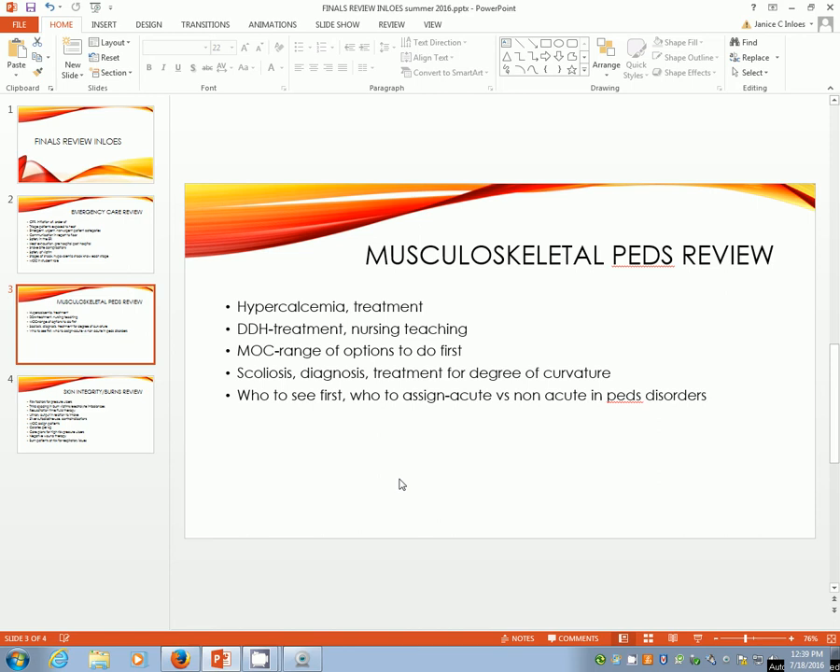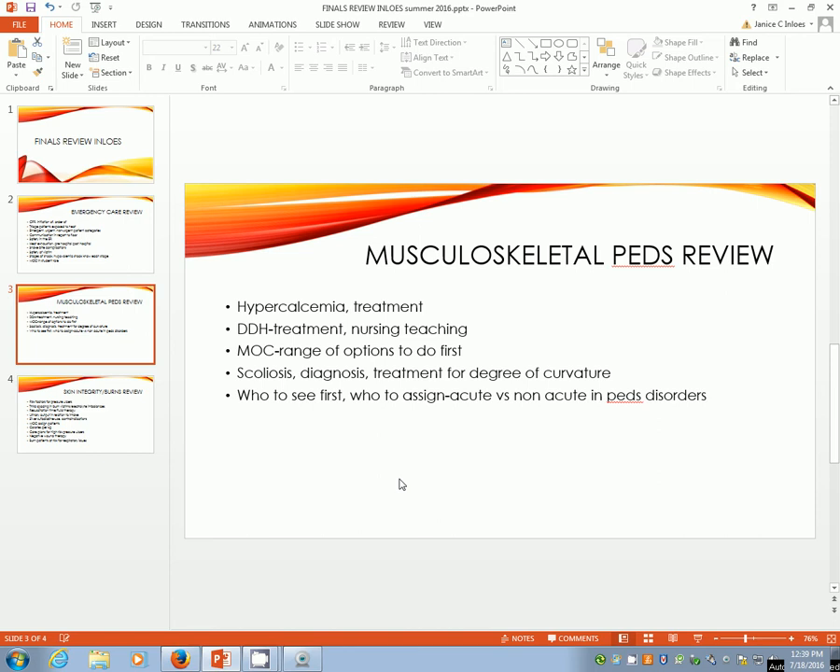DDH, developmental dysplasia of the hip. Know your treatment, know your nursing teaching. How do we treat it? From birth to 6 months, we put them in the Pavlik harness. What do we teach them? So be sure to look at that.